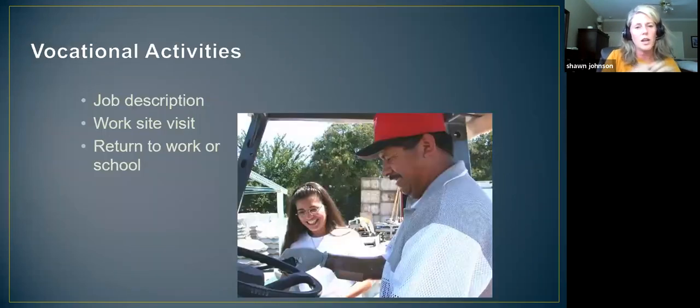When it comes to on the job and vocational activities, we need to make sure that we have a complete and thorough job description, make a work site visit with the patient, and ask whether they even want to return to the same job, or are they going back to school? So what is it that we need to address in therapy, and how can we simulate that so it's as close to what they're going to be encountering as possible?